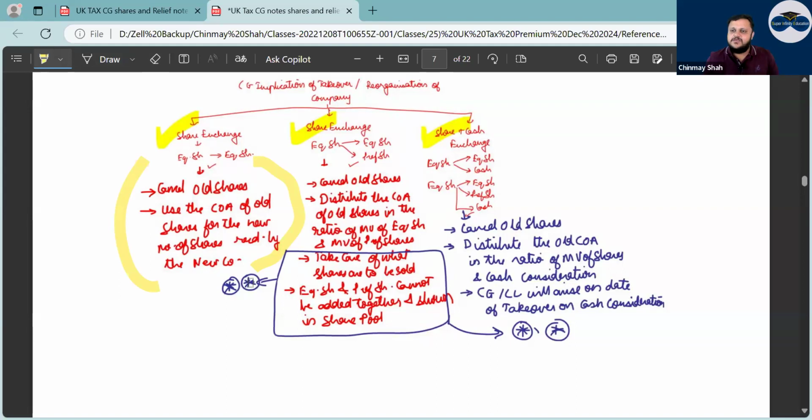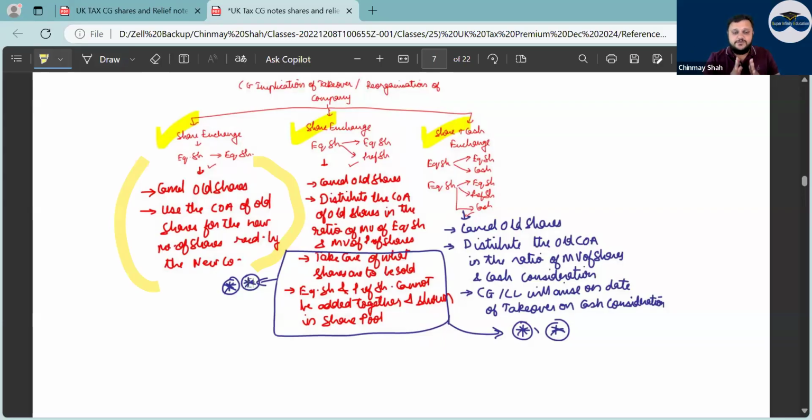Old shares, what? Tell me. Cancel the old shares and get the new shares. The same old cost of acquisition will be there. That means 100 shares you give and 200 shares you get. Correct. So it will be the old cost of acquisition for the new shares.